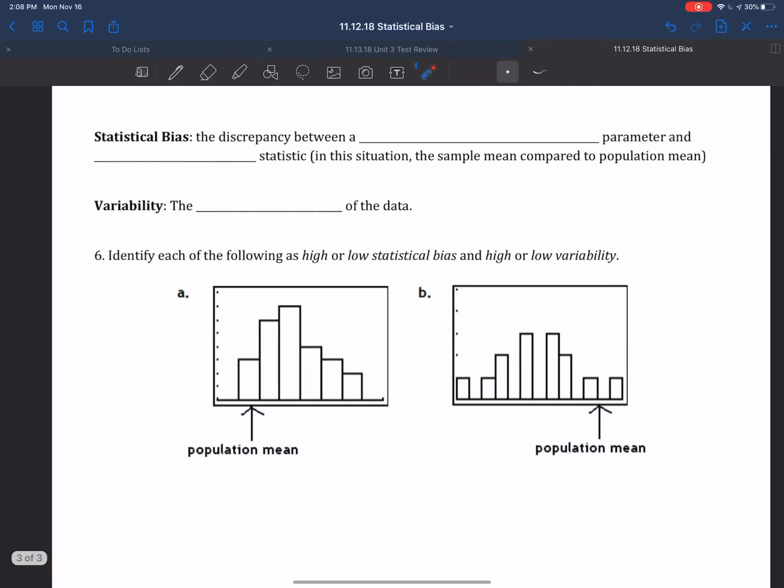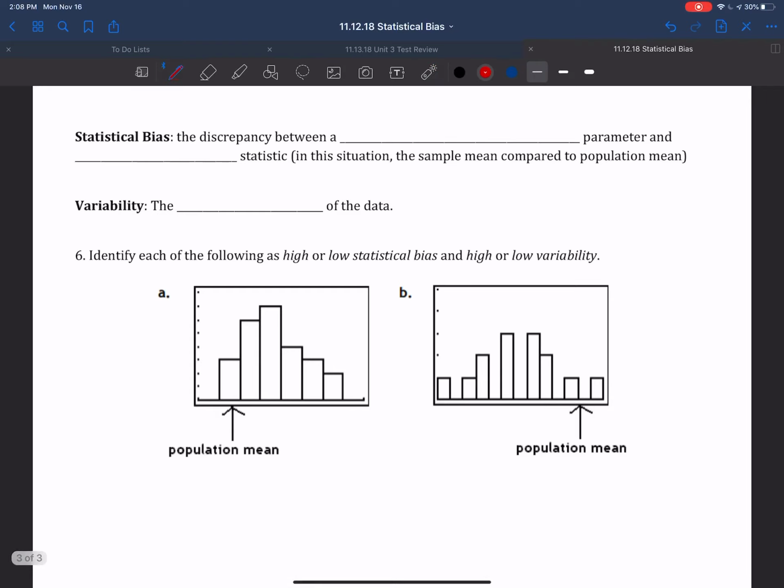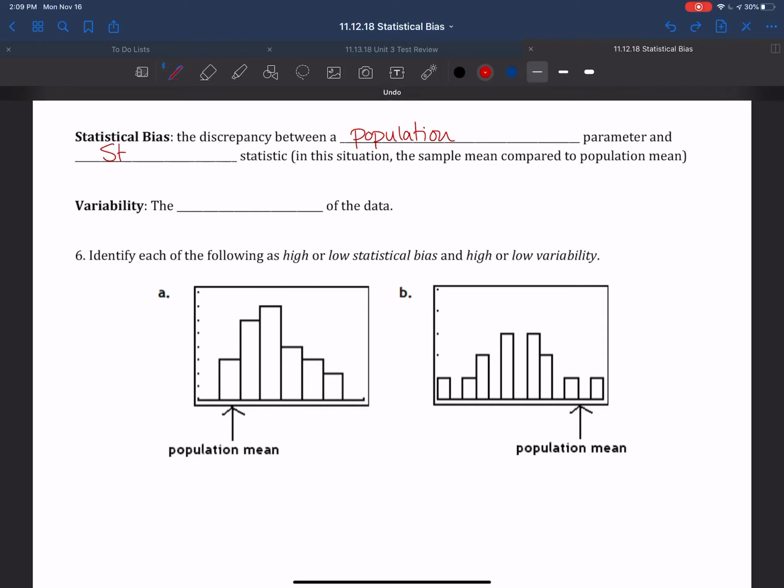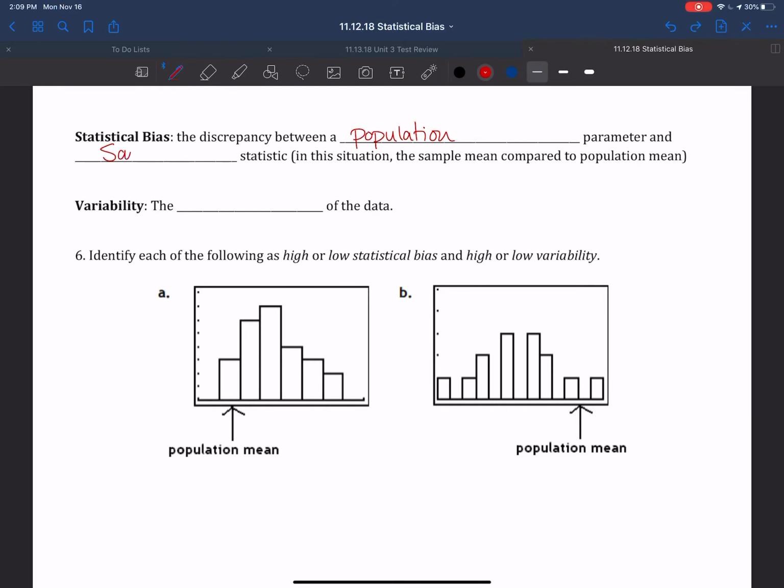Now, statistical bias. Statistical bias is the discrepancy between a population parameter and sample statistic. In this situation, the sample mean compared to the population mean. And then the last thing, variability, is the spread of the data.